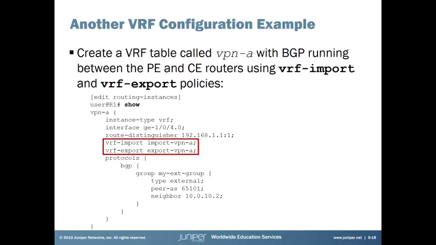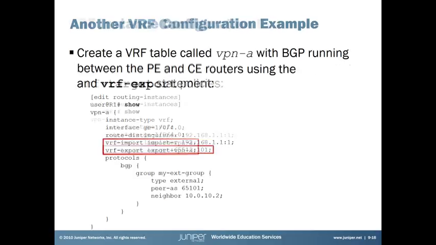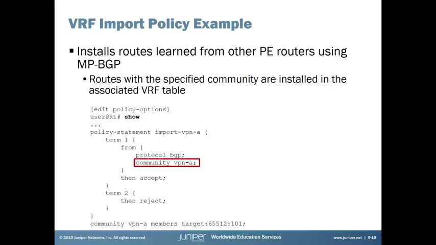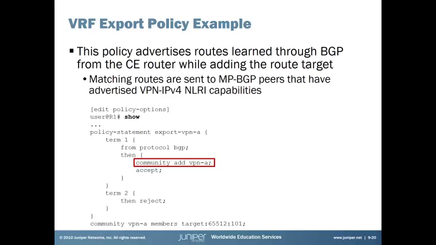Okay, we can use import and export policies. So there's two ways of going about it. There's specific configuration, or there's import and export policies. Both will work fine. If we are using import and export policies, this is an example of what that policy would look like. So we've got our community VPN-A, and we're setting up the details of that community as a route target. We're adding that by policy.